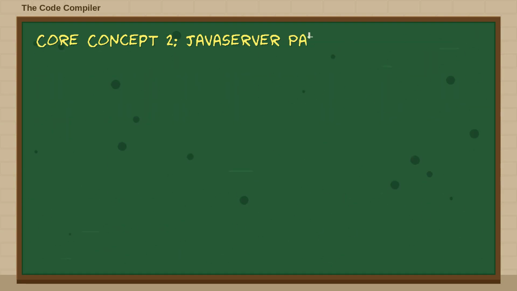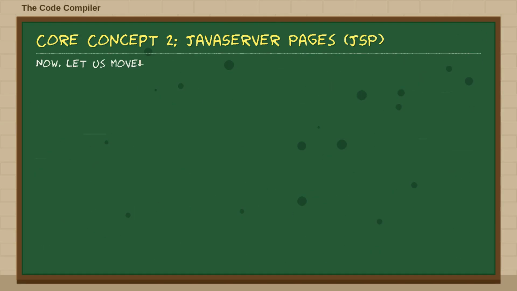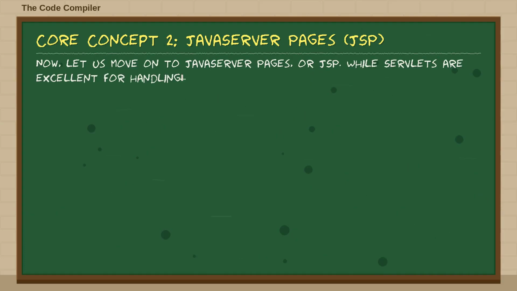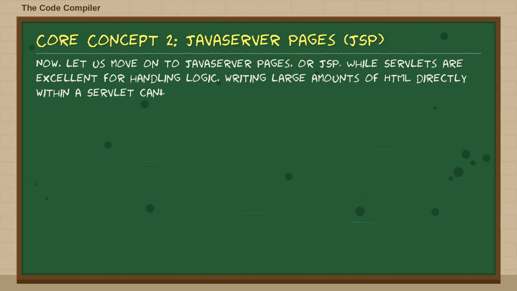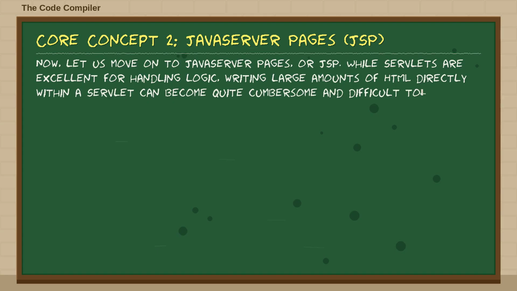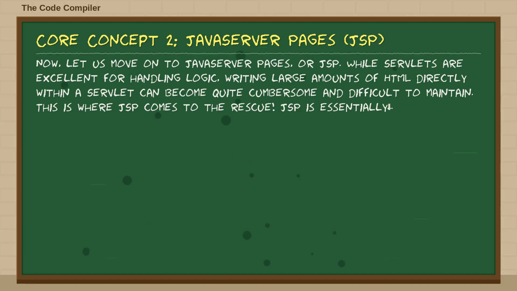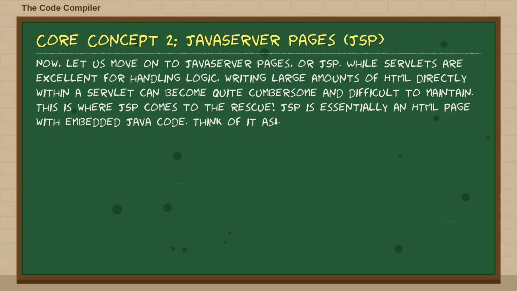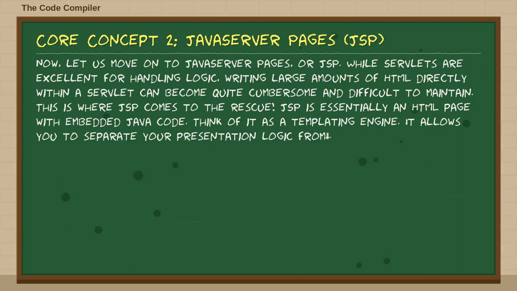Now, let us move on to Java Server Pages, or JSP. While servlets are excellent for handling logic, writing large amounts of HTML directly within a servlet can become quite cumbersome and difficult to maintain. This is where JSP comes to the rescue. JSP is essentially an HTML page with embedded Java code. Think of it as a templating engine. It allows you to separate your presentation logic from your business logic.